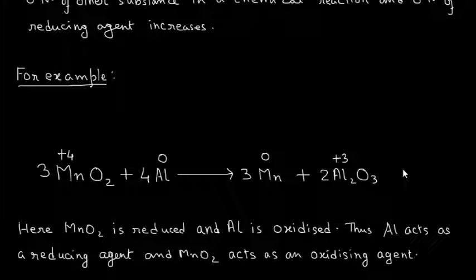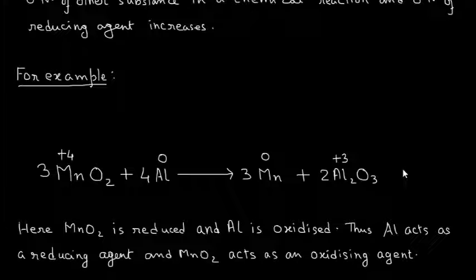MnO2 increases the oxidation number of aluminium, so it is an oxidizing agent. On the other hand, Al decreases the oxidation number of Mn in MnO2. So Al acts as a reducing agent.